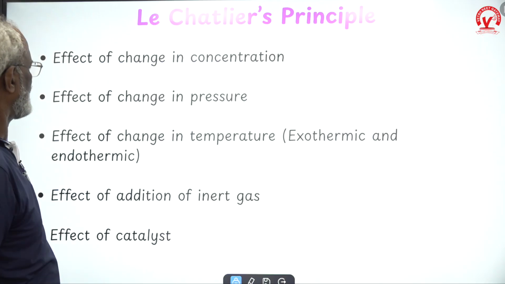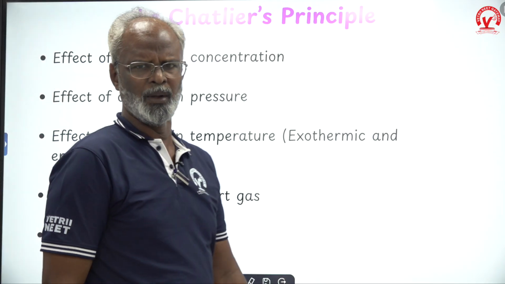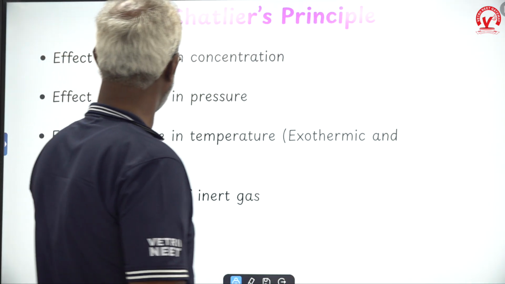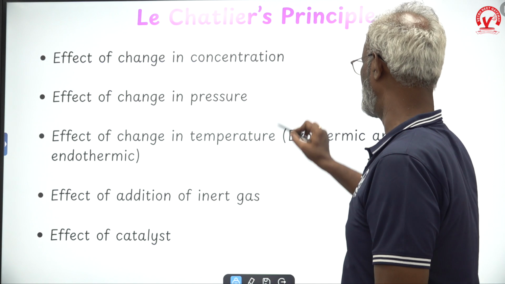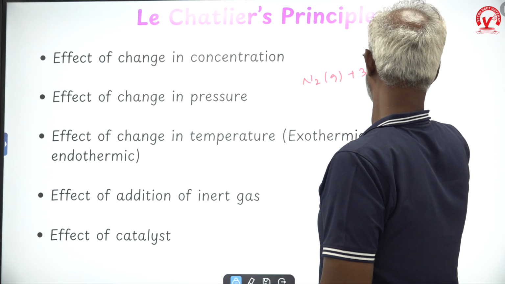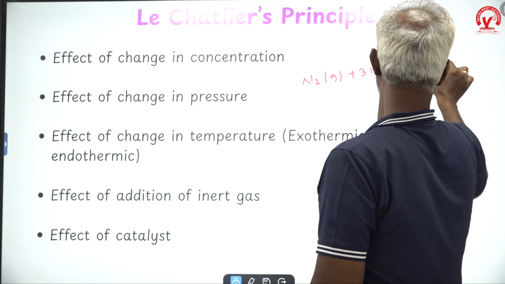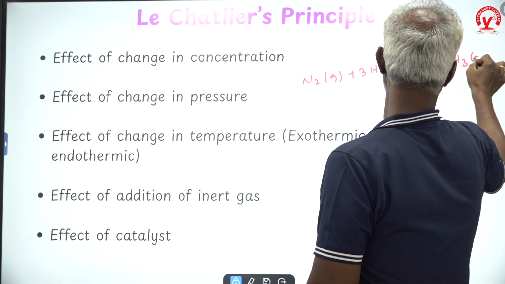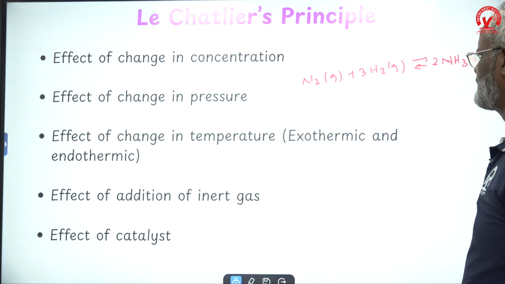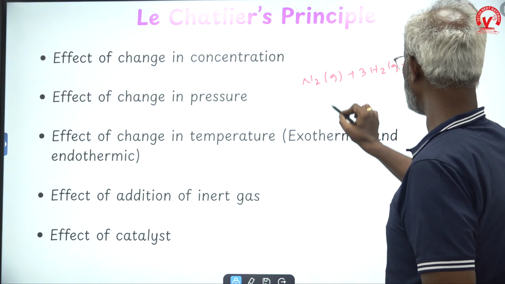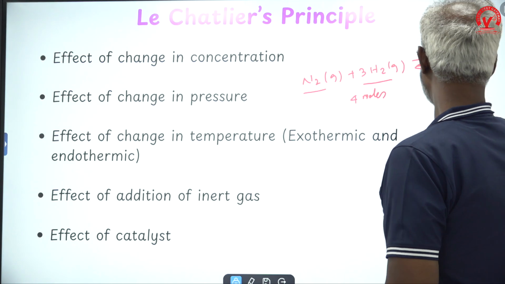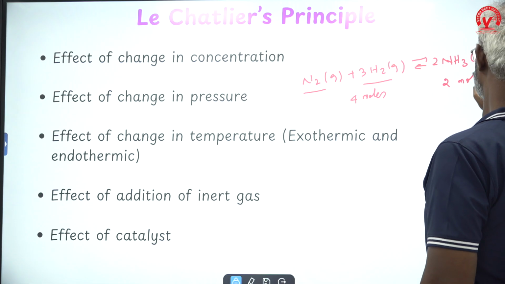Now, effect of change in pressure. The second condition is a change in pressure. We can take the same example, the manufacturing of ammonia: N2 gas plus 3H2 gas giving 2NH3 gas. Now I am changing the pressure. Let's say we are increasing the pressure. You can clearly see the reactant has 4 moles of gases and the product has 2 moles of gases.